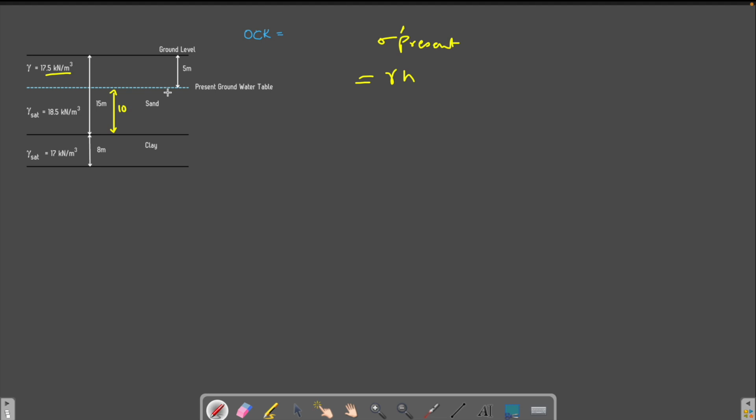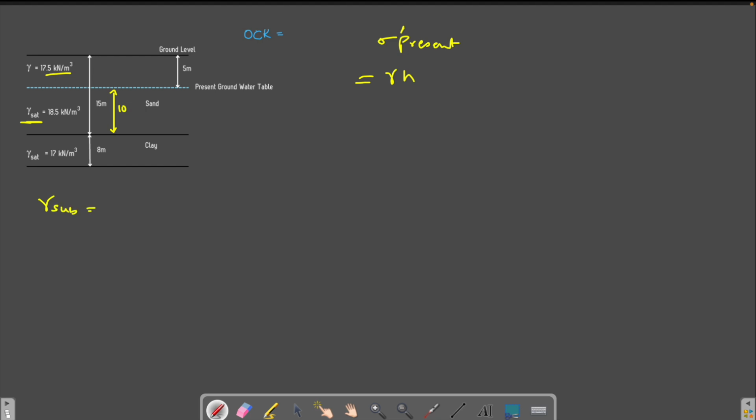When to take the saturated unit weight and when to take the submerged unit weight. When the soil is present below the groundwater table, we are going to take the submerged unit weight. But here what is given to you? Saturated unit weight. So how to find out the submerged unit weight? Let me write it down.